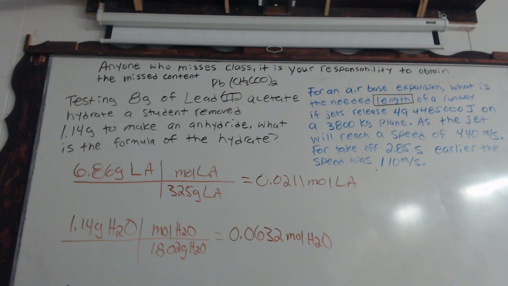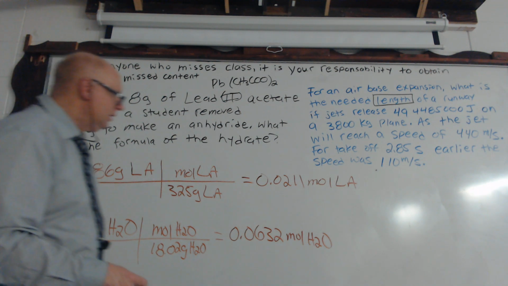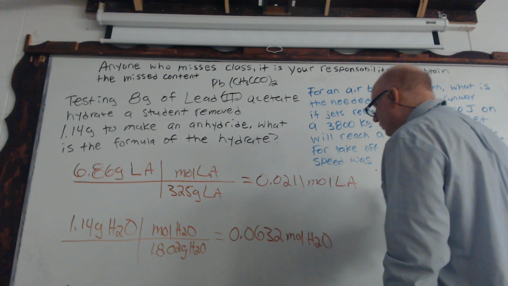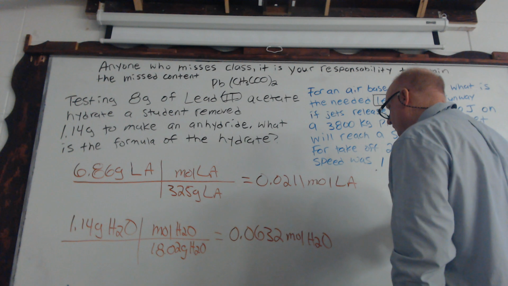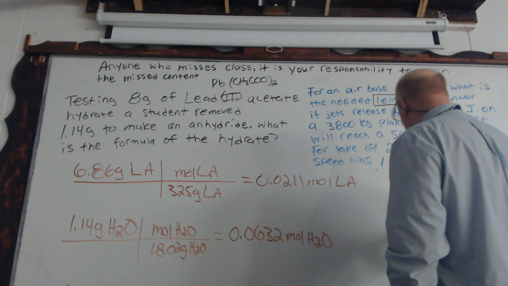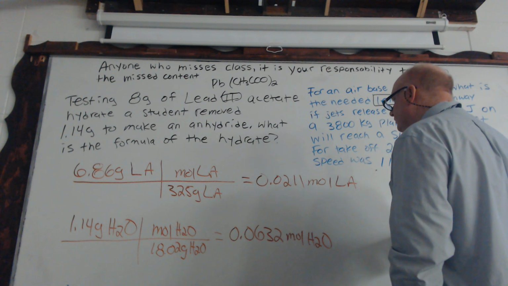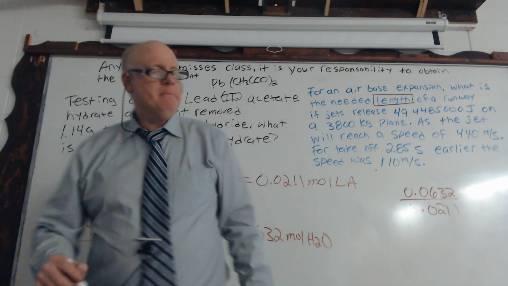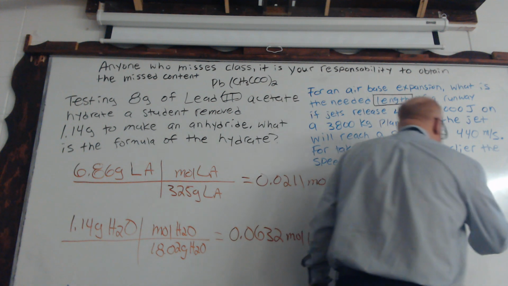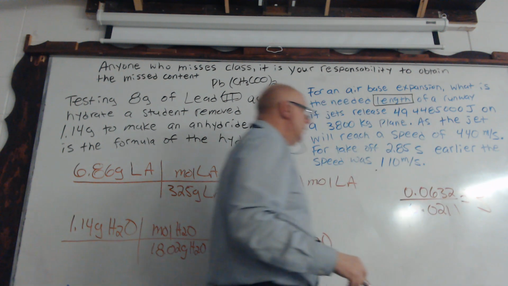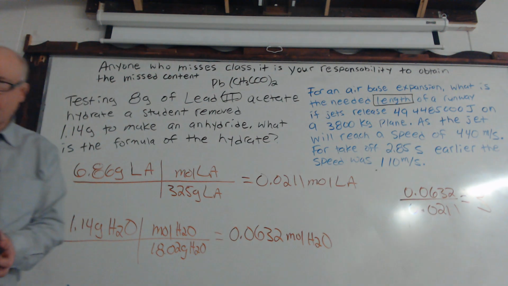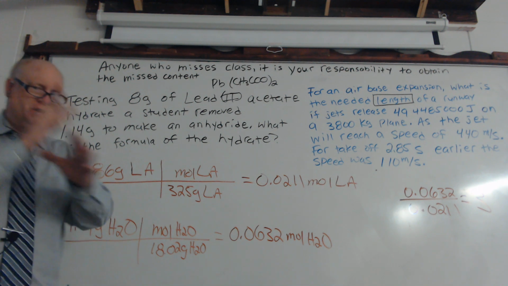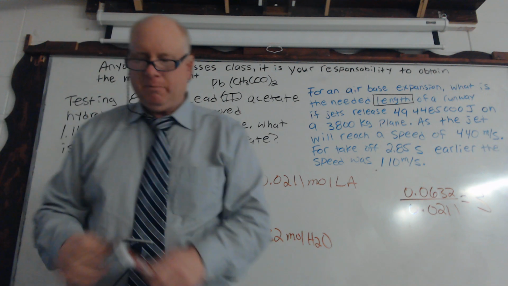Now we're on to our final step. Which means the moles of the water goes on top. So 0.0632 over 0.0211. Okay, so that must mean that that is the formula for your hydrate. You come out with the number 3. So it'd be lead acetate with a multiplication sign, or X, just meaning 3.